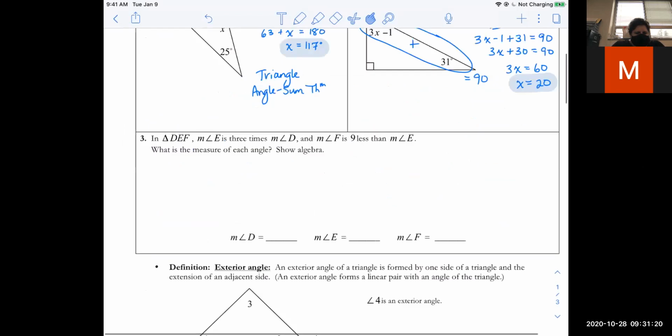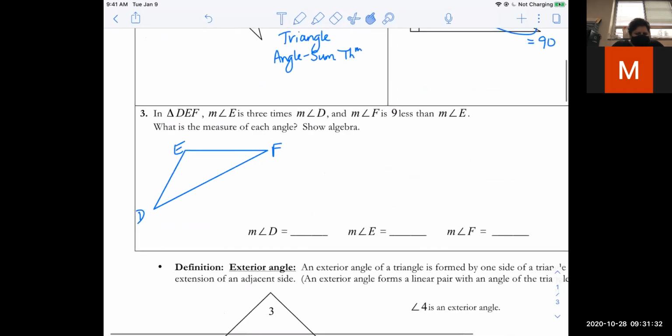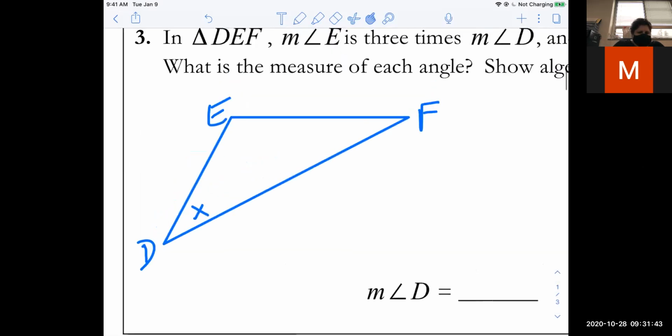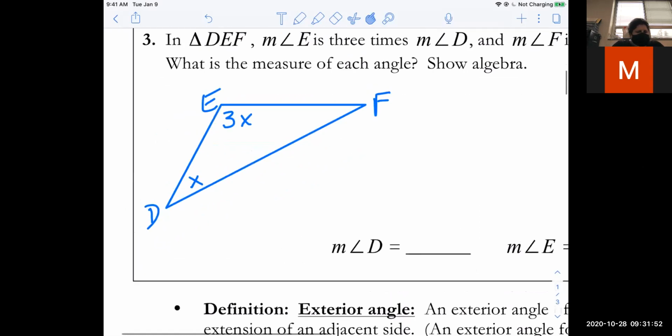All right. In triangle DEF, so we don't know what the triangle looks like, but we do know it's some kind of triangle. 20, yep. In triangle DEF, measure of angle E is 3 times the measure of angle D. So I'm just going to call this x, and measure of E is 3 times that. So it's going to be 3x. Measure of angle E is 3x. And then it says angle F is 9 less than the measure of angle E. So that angle measure is going to be 3x minus 9.